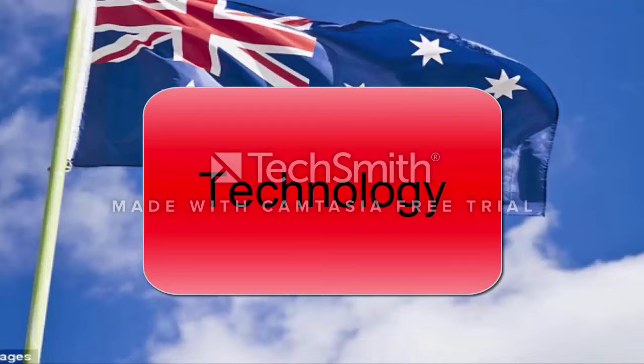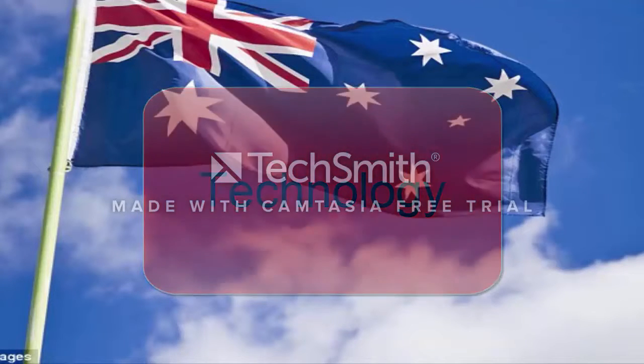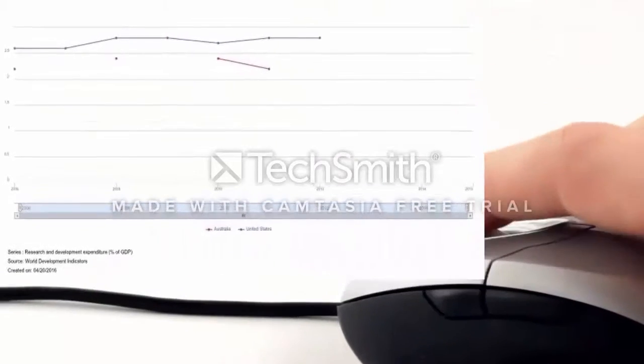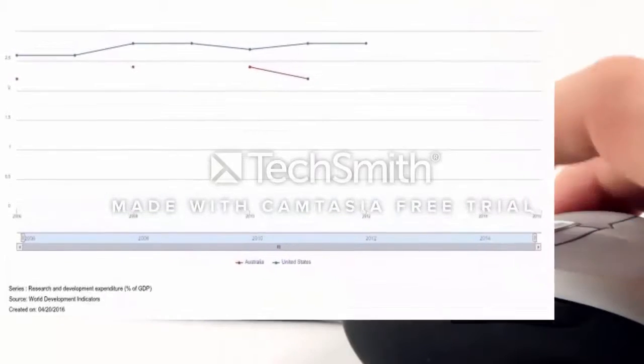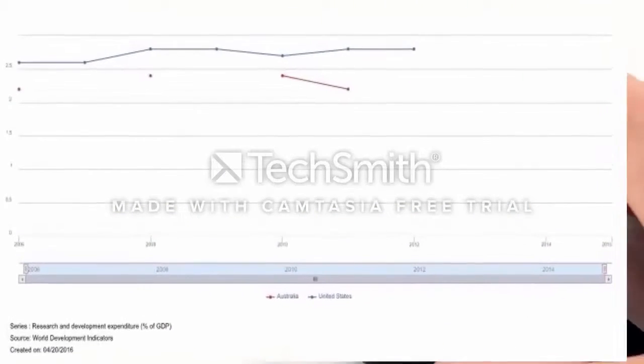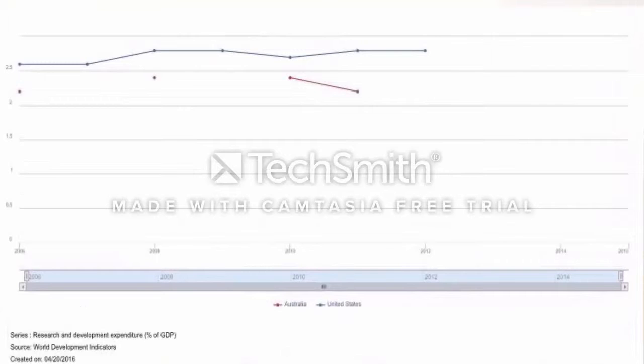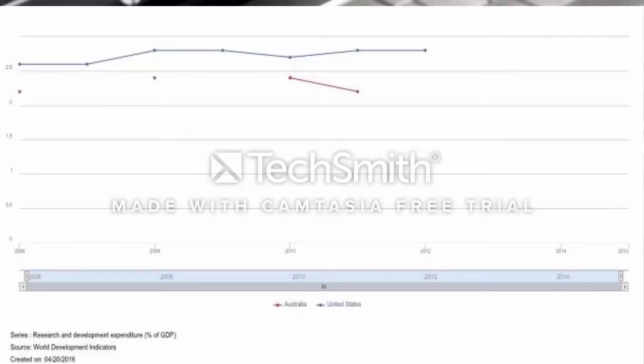We will now discuss technology as it relates to Australia. One of the leading technological indicators looks at the percentage of GDP that is spent on research and development. Money invested in this sector can increase innovation and create new goods or services that can have a positive impact on the economy. As indicated by the graph, the United States year over year in the past decade has spent significantly more on research and development.